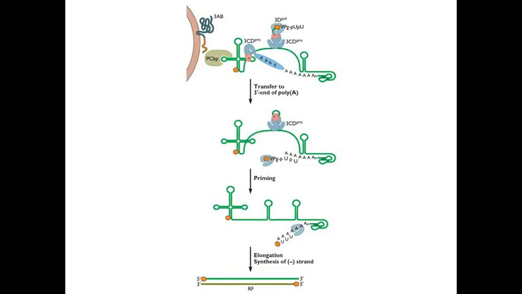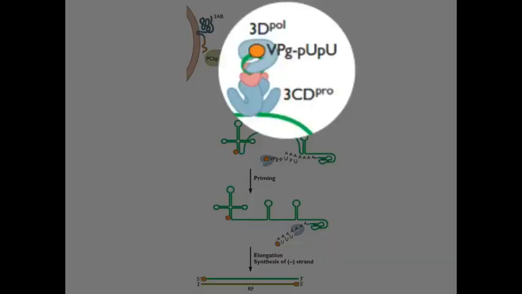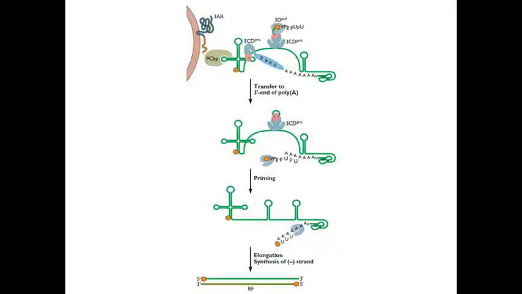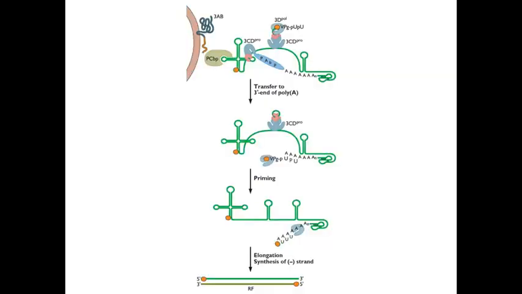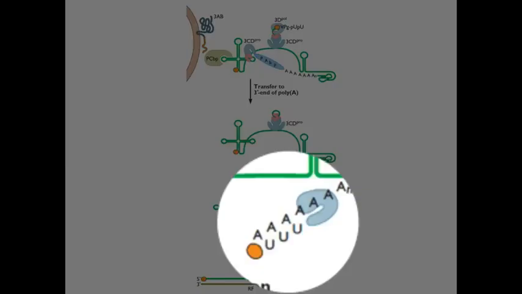If you disrupt this circular structure in any way, genetically or biochemically, you prevent RNA synthesis. So what happens here? Remember, our VPG is uridylated on this molecule, and somehow this uridylated VPG gets transferred to the 3' end of the genome. It hybridizes, and then the polymerase goes with it. And now the polymerase is beginning to copy the genome.